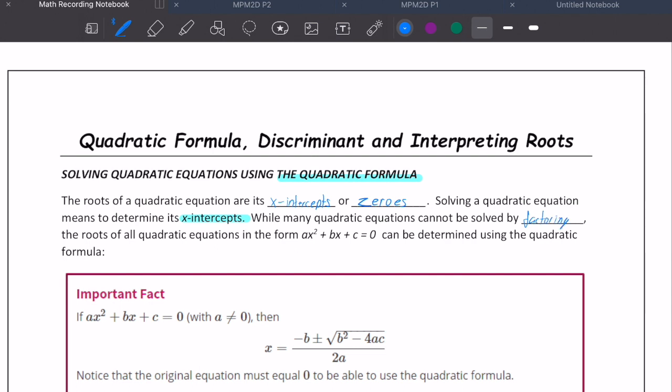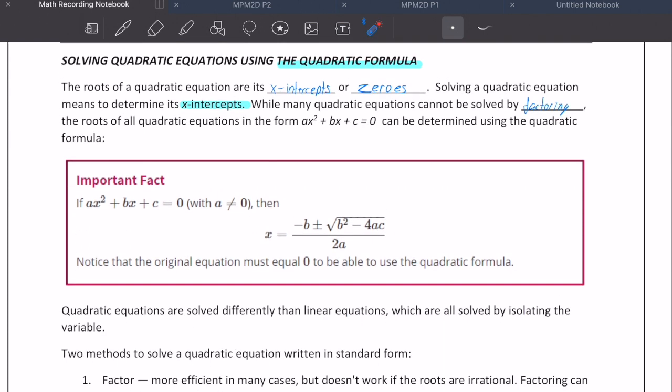The roots of all quadratic equations in the form ax² + bx + c = 0 can be determined by the quadratic formula. So if you're ever encountering an equation where you can't figure out how to factor, this is the way you can always find the roots, as long as a does not equal 0, because if a equals 0, it's not a quadratic function. So the quadratic formula is x equals negative b plus or minus the square root of b squared minus 4ac, over 2a.